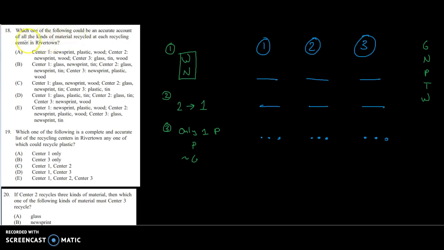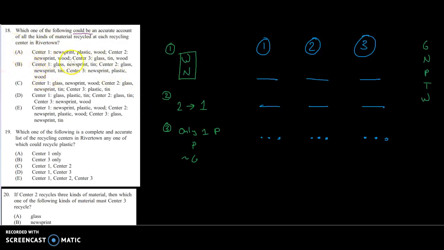So let's look at 18. Generally speaking, the very first question you're hit with when you sketch out a logic game on the LSAT is going to be asking you which of the scenarios breaks the rules. Let's interpret this. Which one of the following could be, so what could possibly be true, an accurate account of all the kinds of material recycled at each recycling center? To translate, the first question is just asking which one of these does not break our rules. So let's go through the list.